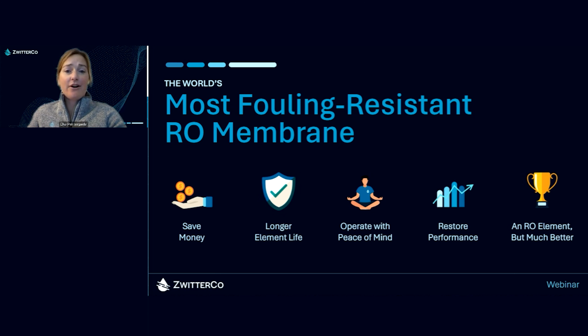The second is longer element life. Cleaning chemicals, specifically alkaline or high pH chemicals, deteriorate membrane chemistries. Because ZwitterCo RO doesn't require as many alkaline cleanings, the membrane won't degrade as fast as conventional membranes, meaning they will last longer.